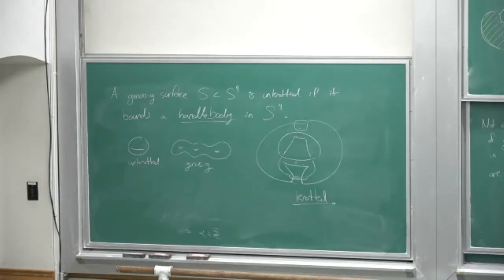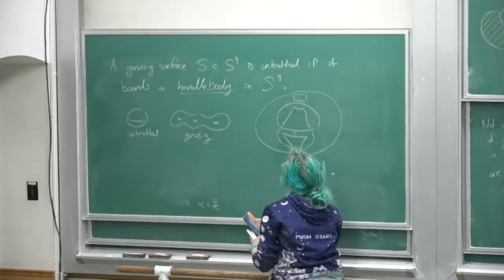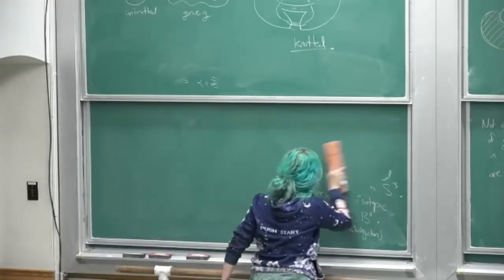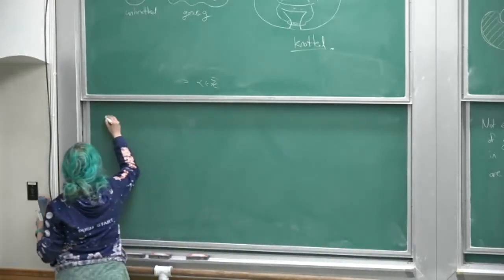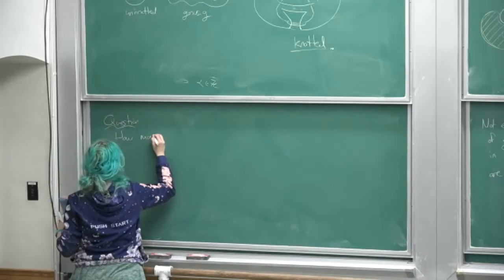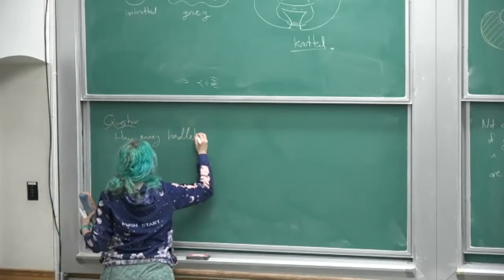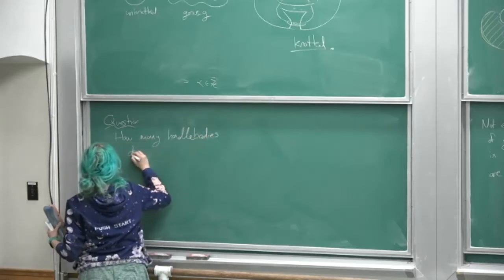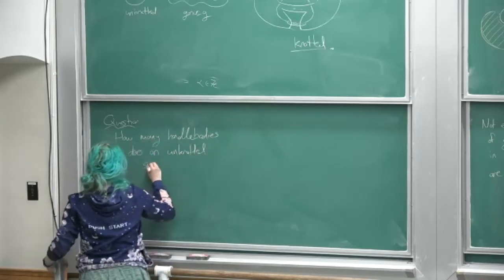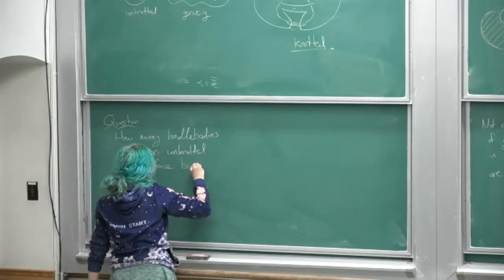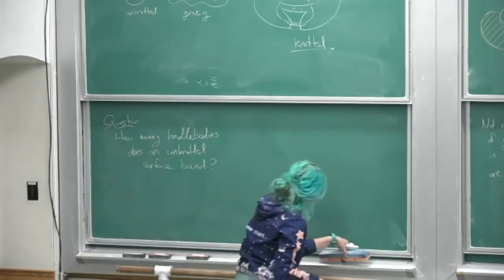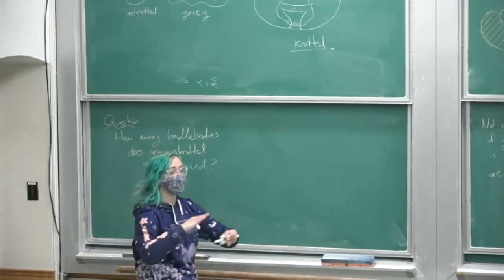about knots in S3. They bound a disk. How many disks do they bound? Well, what happens if I ask the same question for unknotted surfaces in dimension 4? So, question. How many handlebodies does an unknotted surface bound? And so there's an obvious way of producing very different handlebodies with the same boundary in this dimension, which is maybe kind of funny. Let's consider just the unknotted genus 1 surface.